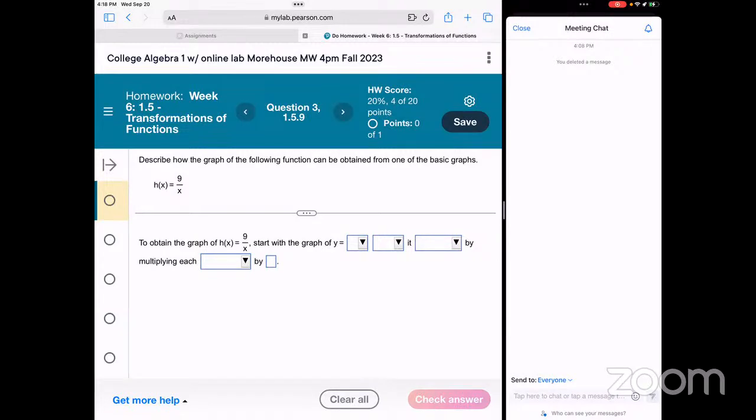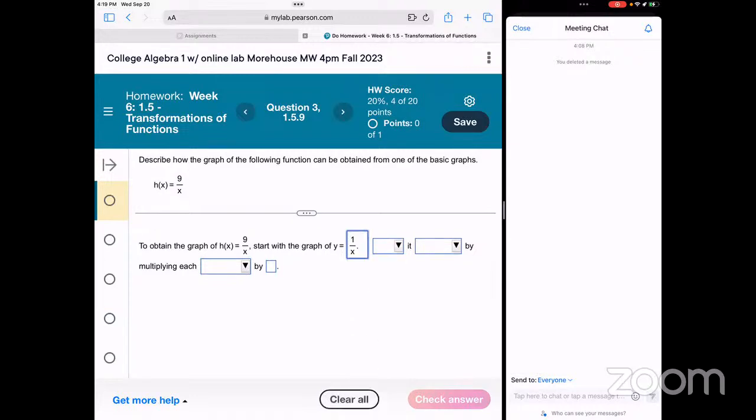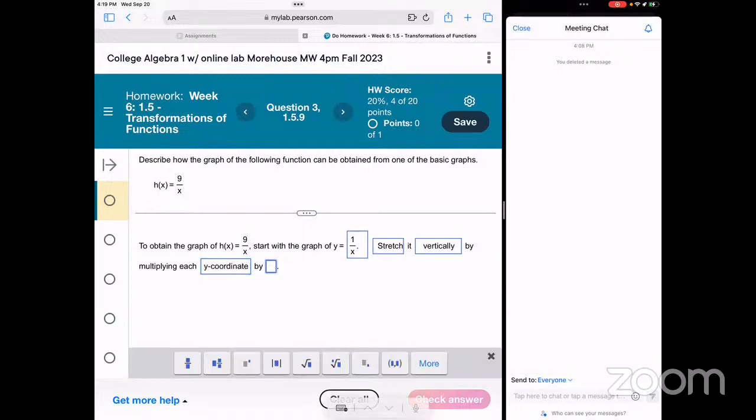Okay, so let's see. Start with a graph of 1 over x. So that's a reciprocal function. We want to stretch it vertically by multiplying each y value by 9. All right, whenever we do manipulations outside our basic function, that's going to affect our y values. When we're doing manipulations inside our basic function, that's affecting our x value.